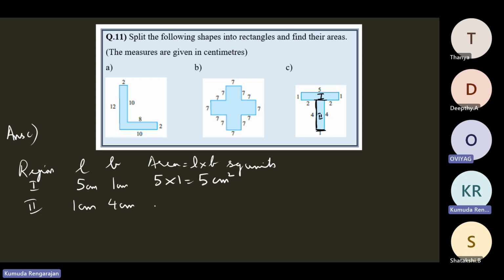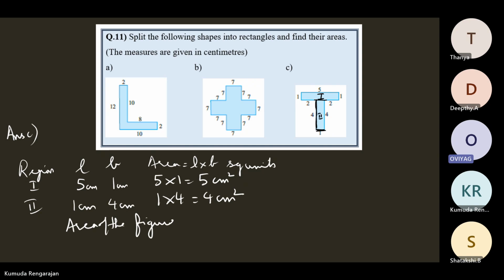What's the area? So the area is equal to 1 into 4, ma'am, which is also 4 centimeters square, ma'am. So area of the figure is equal to? Ma'am, 5 plus 4, ma'am, is equal to 9 centimeters square. Very good. So this is one method. Another method.